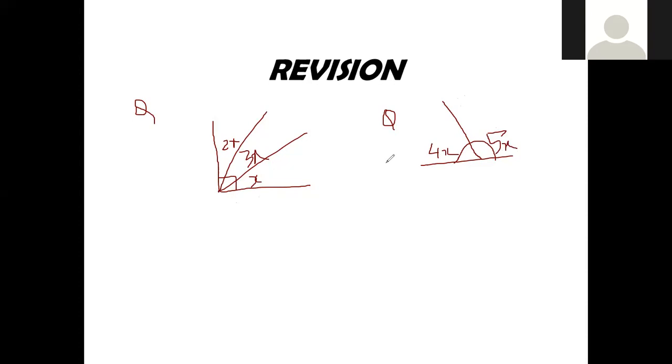How to find the value of x, children, here in the second figure? 4x plus 5x is 180 degrees. 4x plus 5x are supplementary angles, being a straight angle also we can tell. Here we can do like this, okay? Solution.